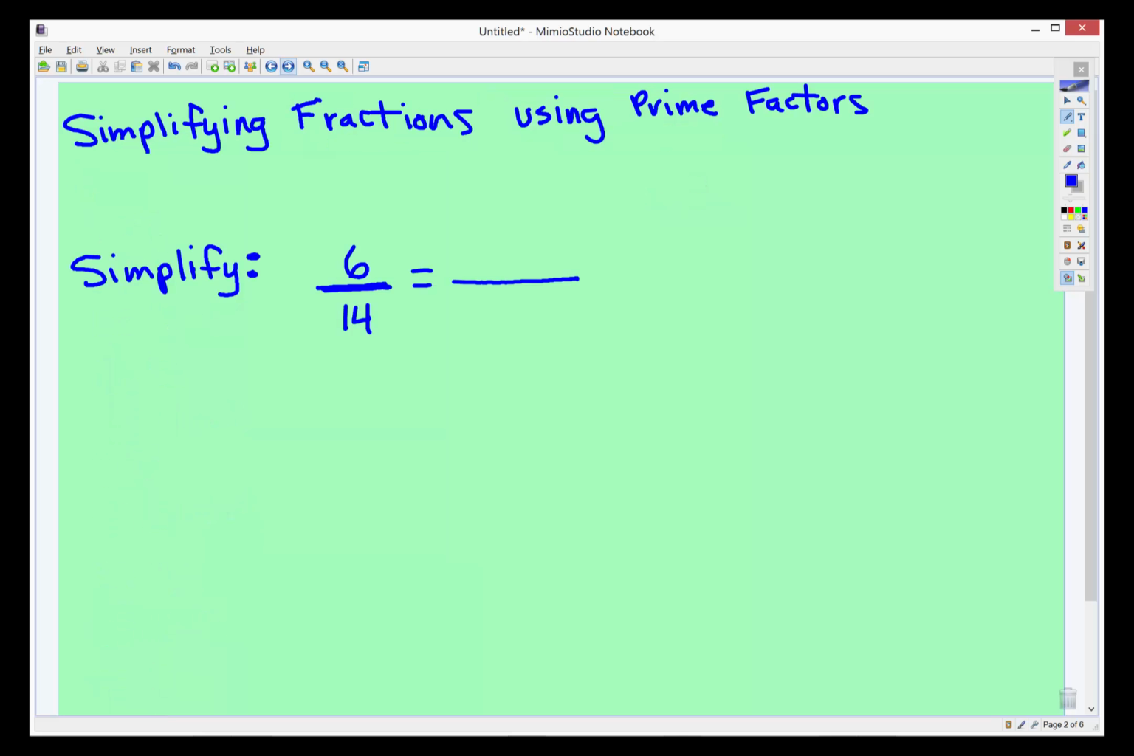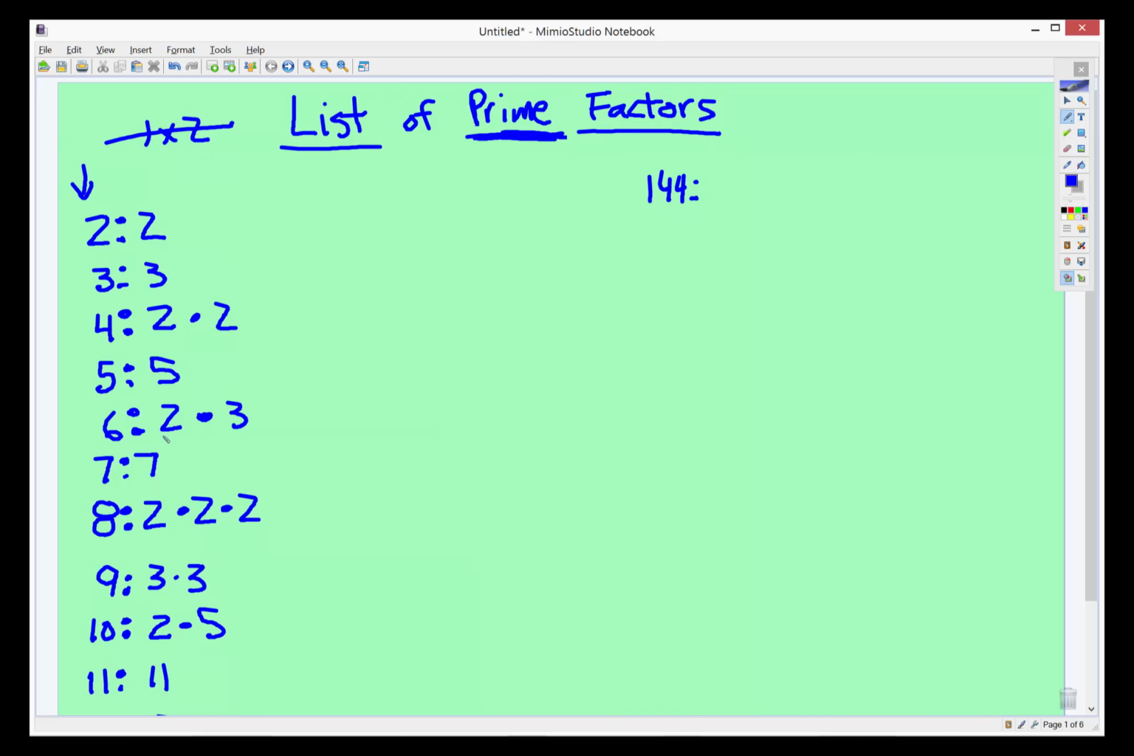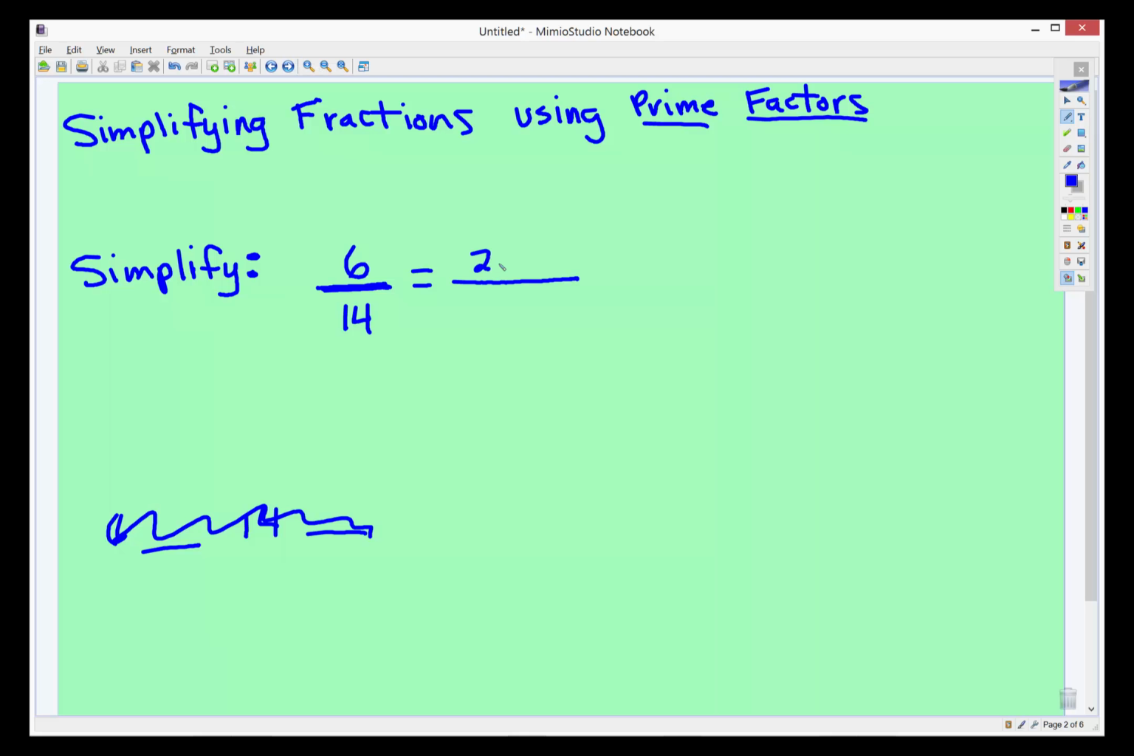Okay, to get started, simplifying fractions using prime factors. This is a really easy method, and I know that when you were in younger grades, they wanted you to find the greatest common factor of 6 and 14. You might list all the factors and figure out which one. Well, this is a fast way to do it. If you've got your prime factors list, you'll know that the prime factorization of 6 is 2 times 3. And 14 is the same thing as 2 times 7.